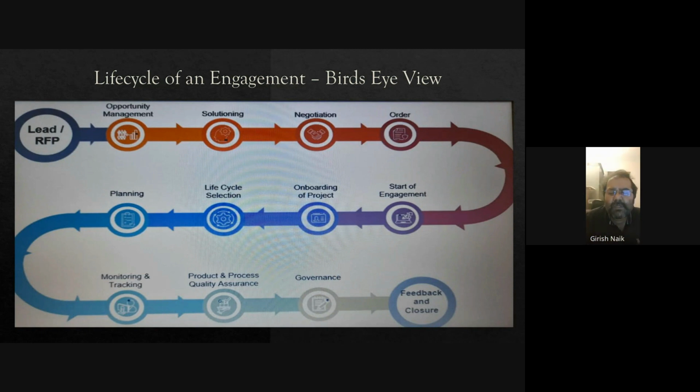Then comes the governance. So what is this governance? Governance is nothing but review from the leadership team. So we have all been talking till now about the project manager, quality manager, and delivery managers. Now comes the account delivery head and the next level, right?